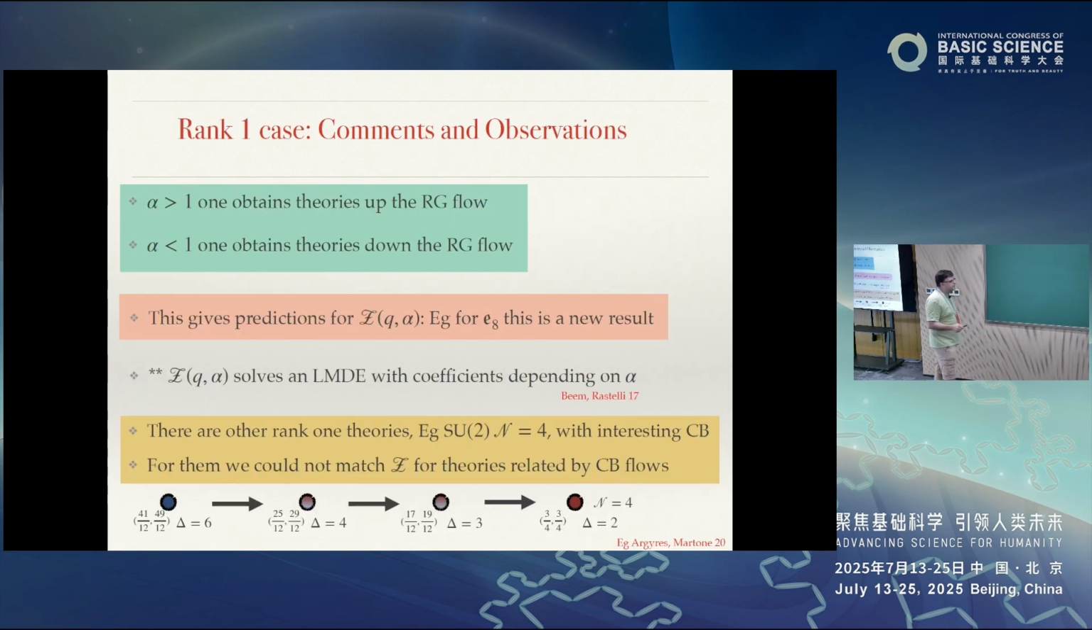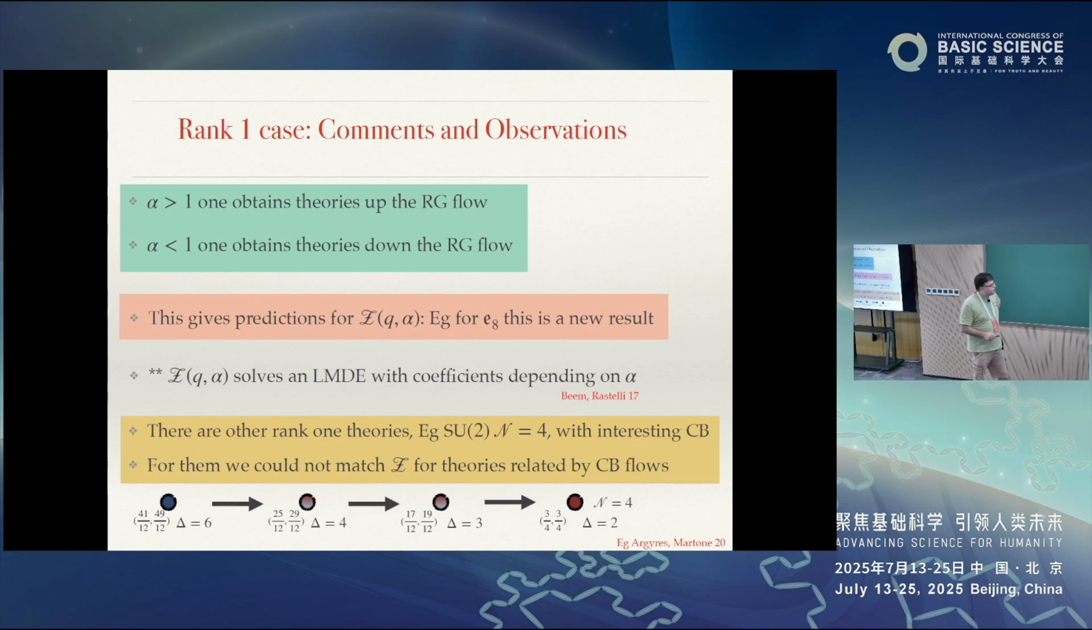So again, there is some heuristics that you can understand. Now you have this experimental result, and you can try to understand it. It seems that if you take a theory and take alpha bigger than 1, you obtain theories up in the RG flow. And if you take alpha smaller than 1, you get theories down the RG flow. And I remind you, alpha equal to 1 gives the Schur index of the theory you started with.